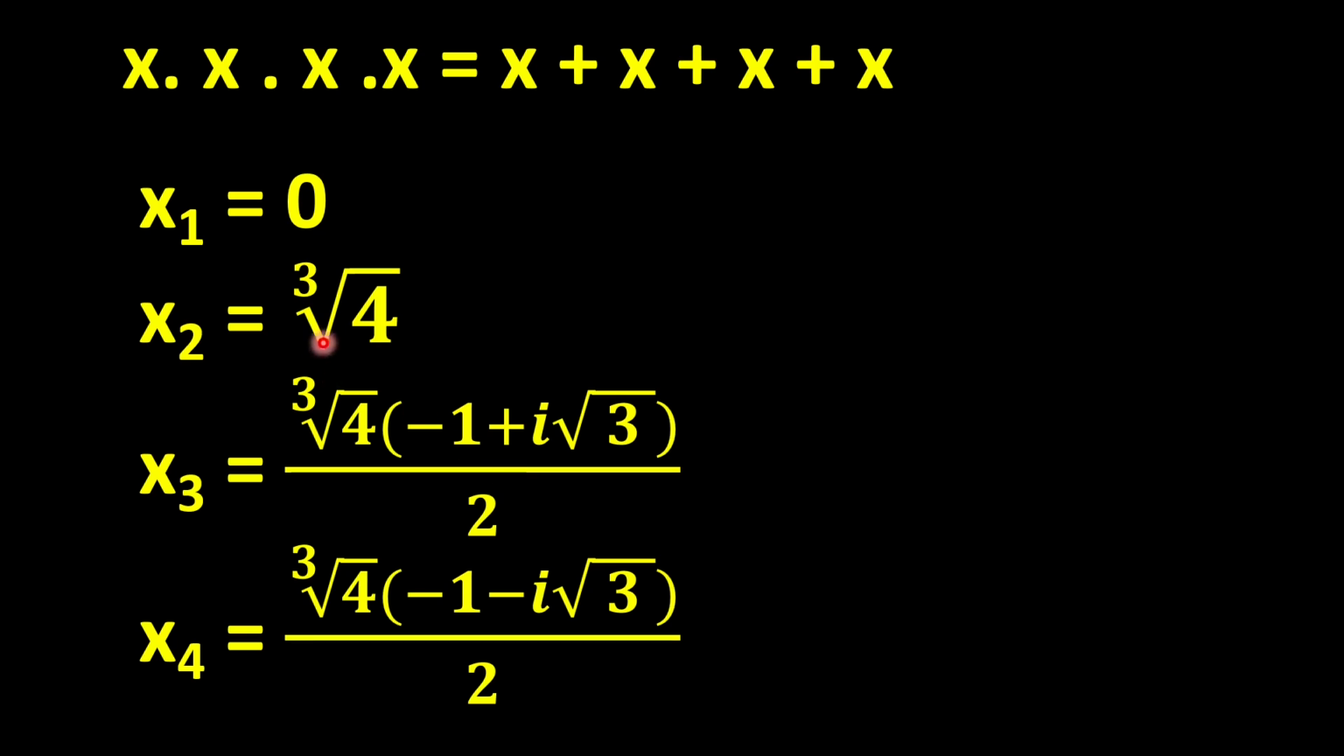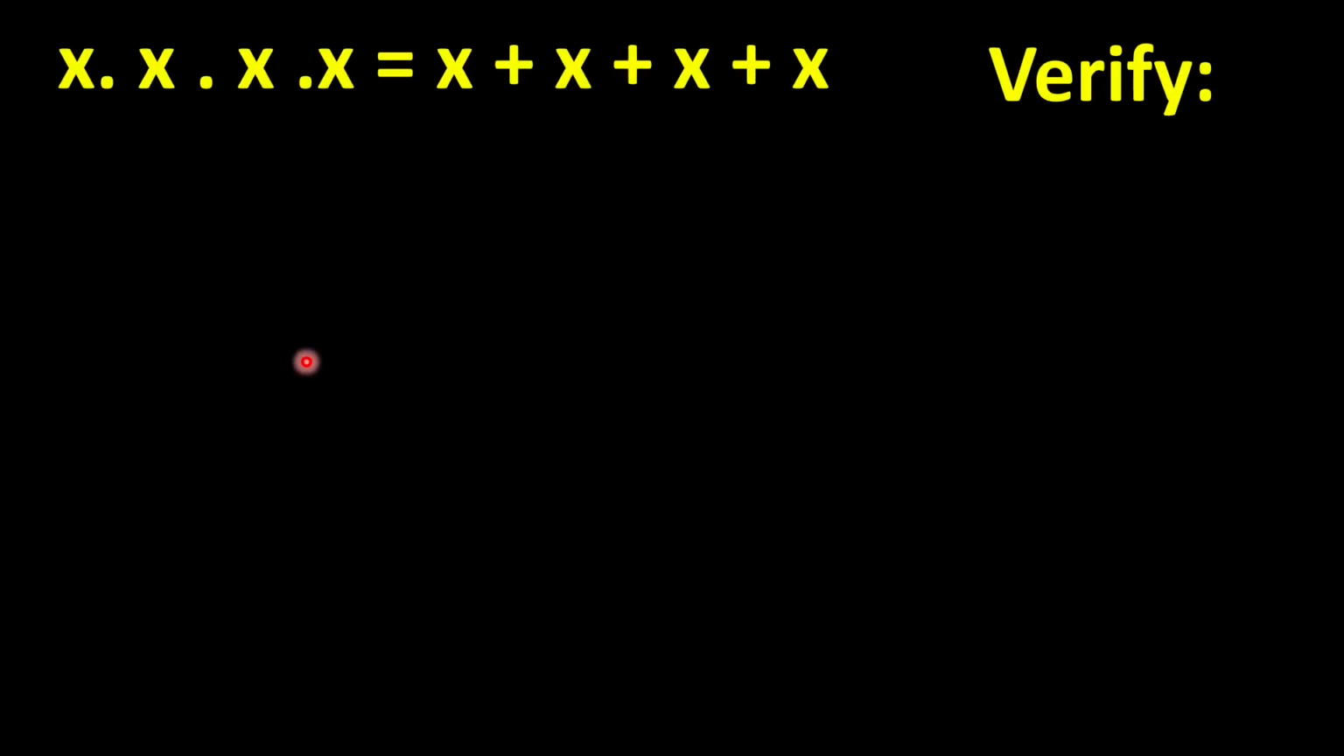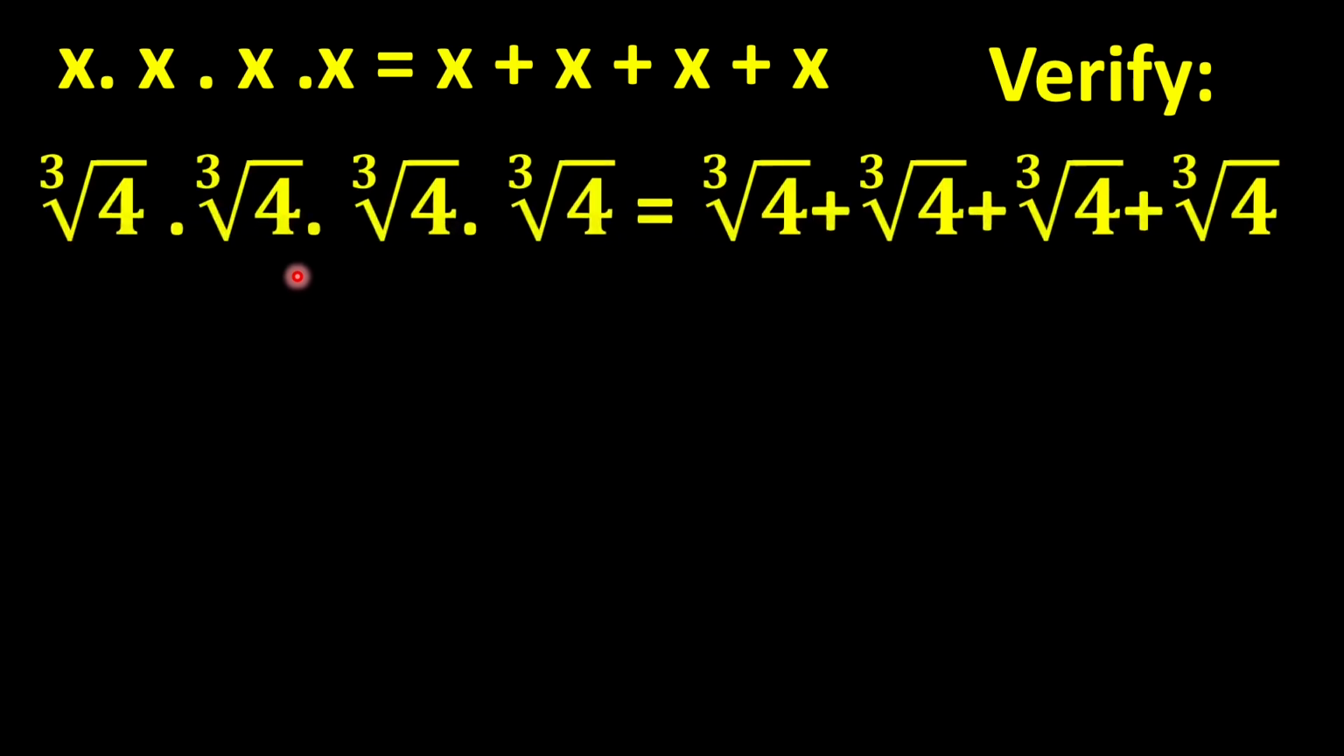Now if we want to verify this, for 0 it is obvious it is verified. If we put 0 over here, and similarly 0 over here, so 0 equal to 0, it is verified for the value of 0. Now let's verify this equation for the value of cube root of 4. So we will put cube root of 4 in place of x. So this equation will be in the form of this as shown.